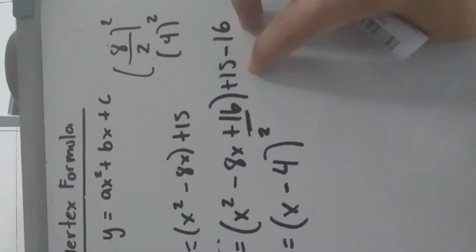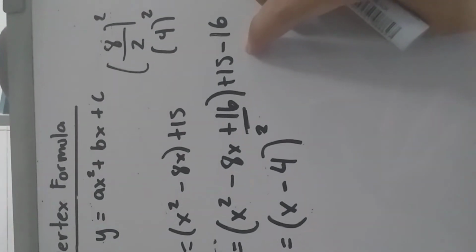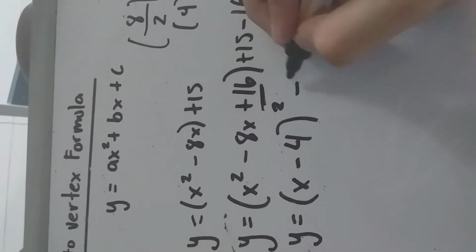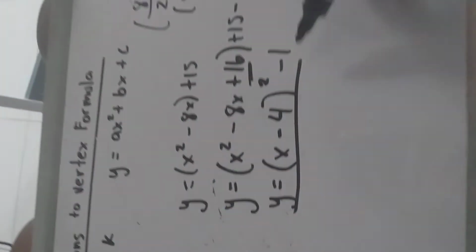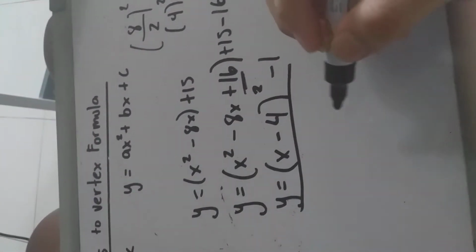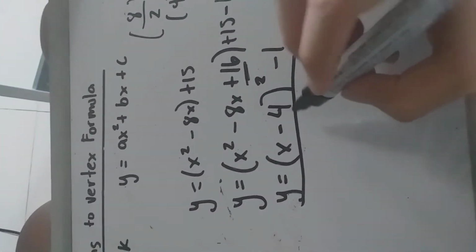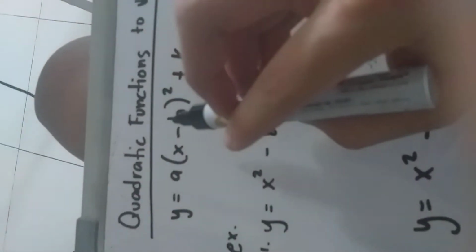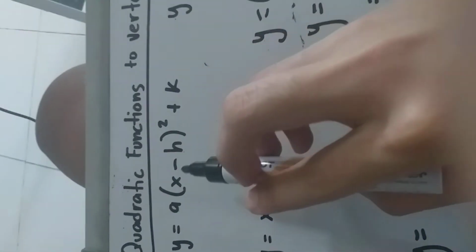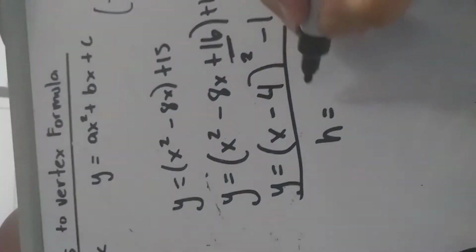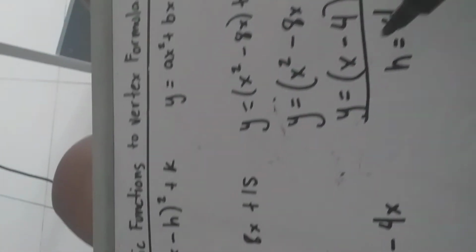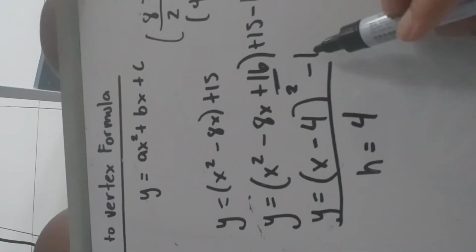Plus 15 minus 16 is negative 1, and that's it. This is your answer right here. And if you want to find the value of h and k, the value of your h based on this formula is the number inside the parentheses. So your h will be h is equal to 4. Then your k will be equal to negative 1.